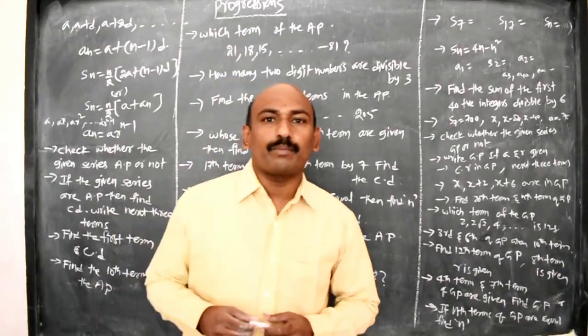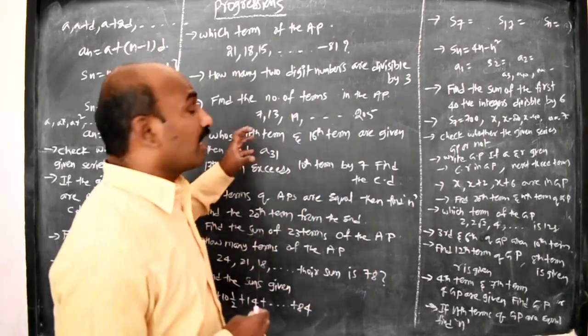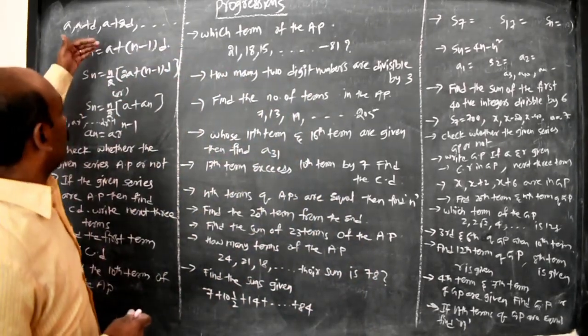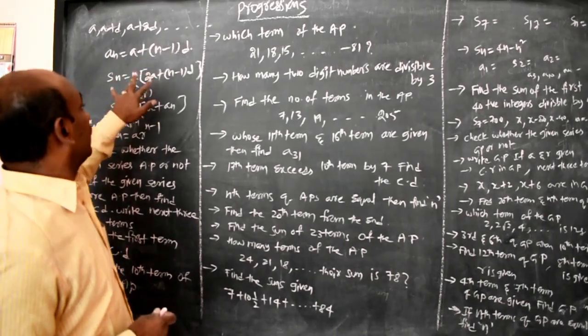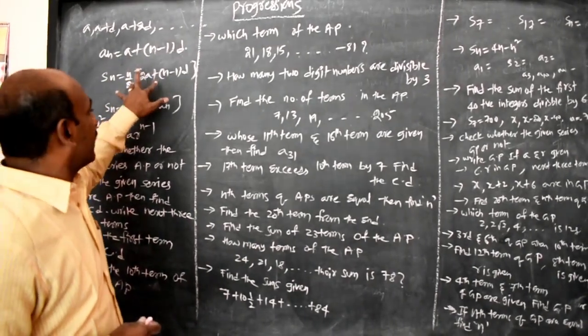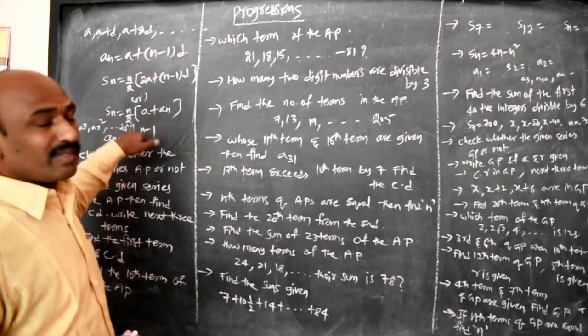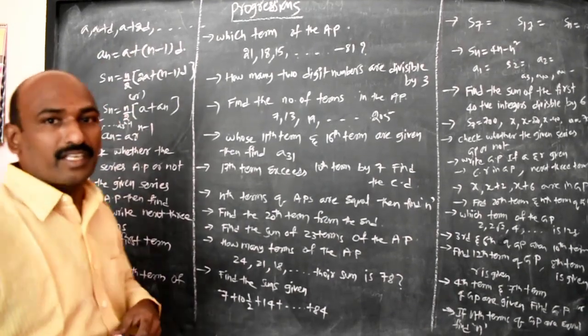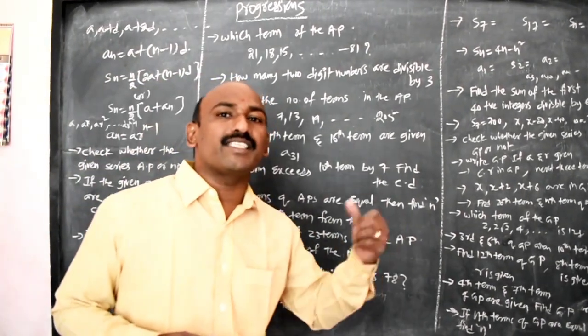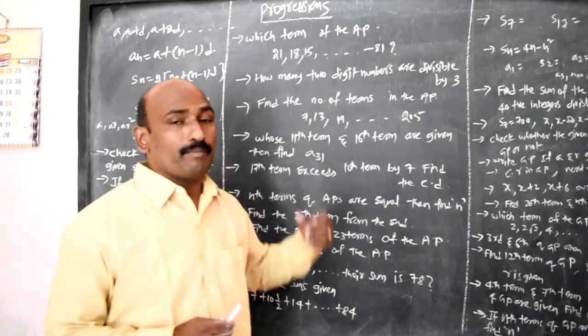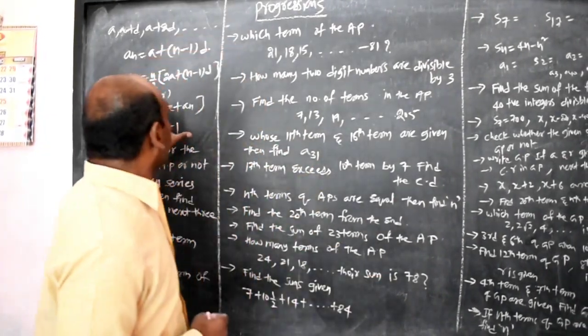The next chapter is progressions. Here we have only 3 formulas. One is the nth term of the AP, the sum of n terms of AP, and the nth term of the GP. Only based on these 3 formulas we can solve all the problems. This is a very easy chapter. Only based on numbers we can solve these problems.